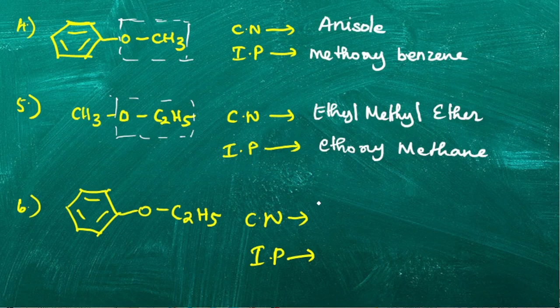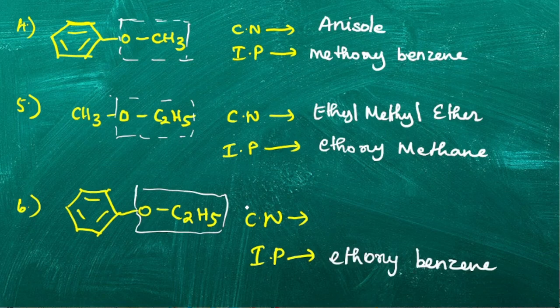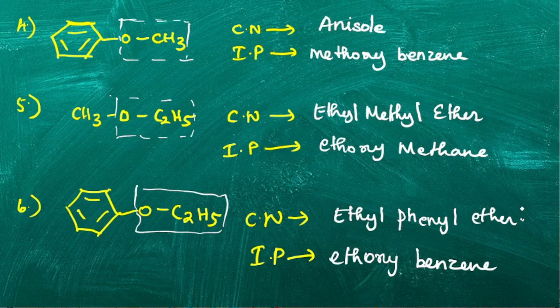Okay, now giving importance or priority to this, what happens? Your IUPAC name will be ethoxybenzene. Ethoxybenzene. And what will be your common name? Your common name will be ethyl phenyl ether. Ethyl phenyl ether. Okay. So now listen carefully. For your common name, you should give importance to alphabetical order.